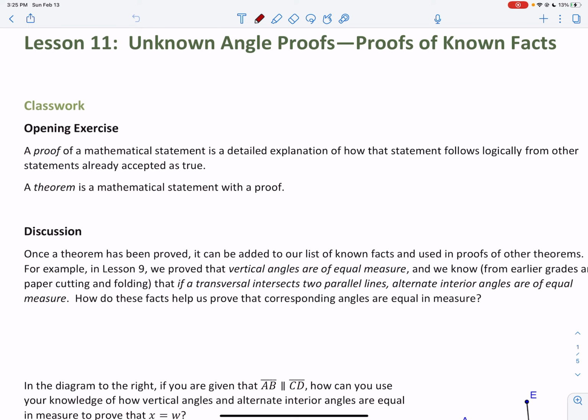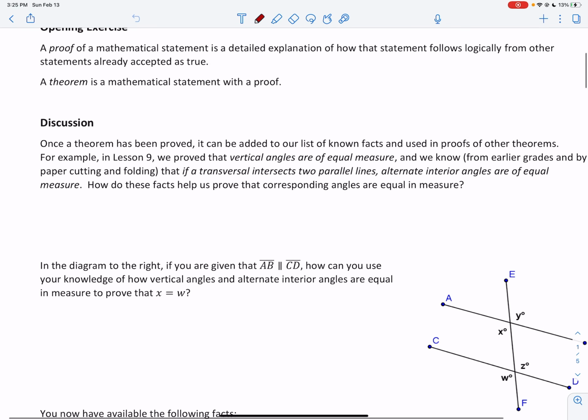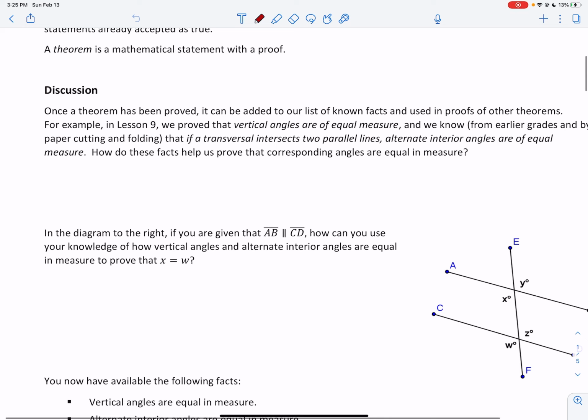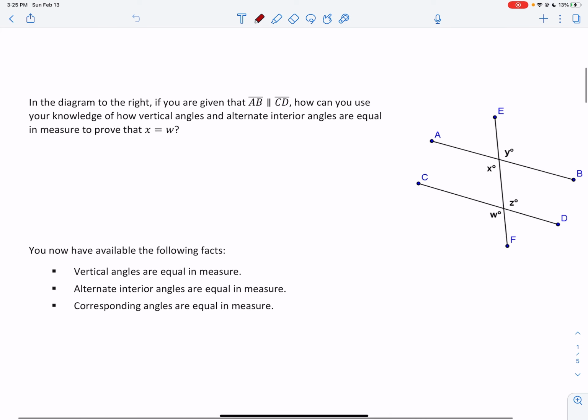Often we use theorems for this. A theorem is a mathematical statement with a proof. Once we have proven something, it is a theorem. It is a statement that has been proven. It's usually an if-then. It's like a hypothesis at first, and then we prove it. It's effectively like a fact. Like this says, once a theorem has been proved, it can be added to our list of known facts and used in future proofs. So it's like we unlock different things.